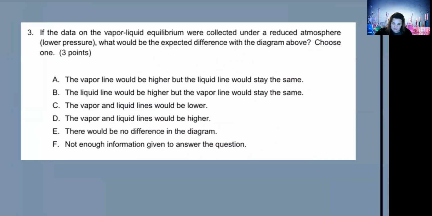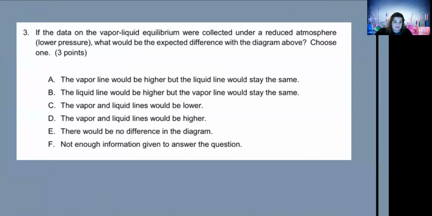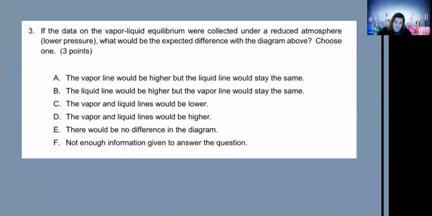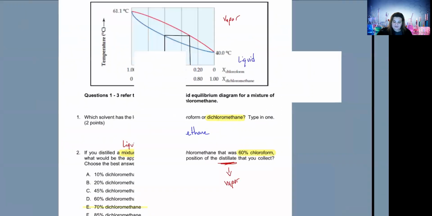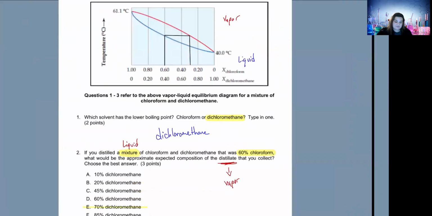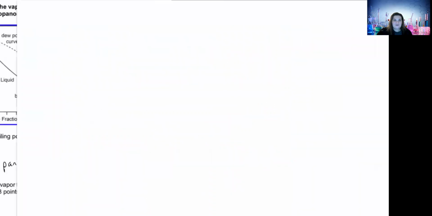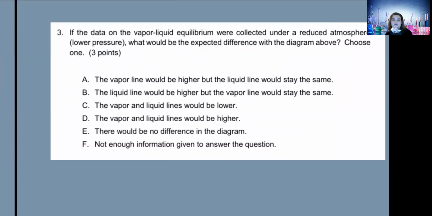I think this is question number 3 that belonged with this guy. So I had it out of order. Oopsies. But anyways, let's go ahead and take a look at it. So if the data on the vapor-liquid equilibrium were collected under a reduced atmosphere, so if we lower the pressure, what's the difference with the diagram above?